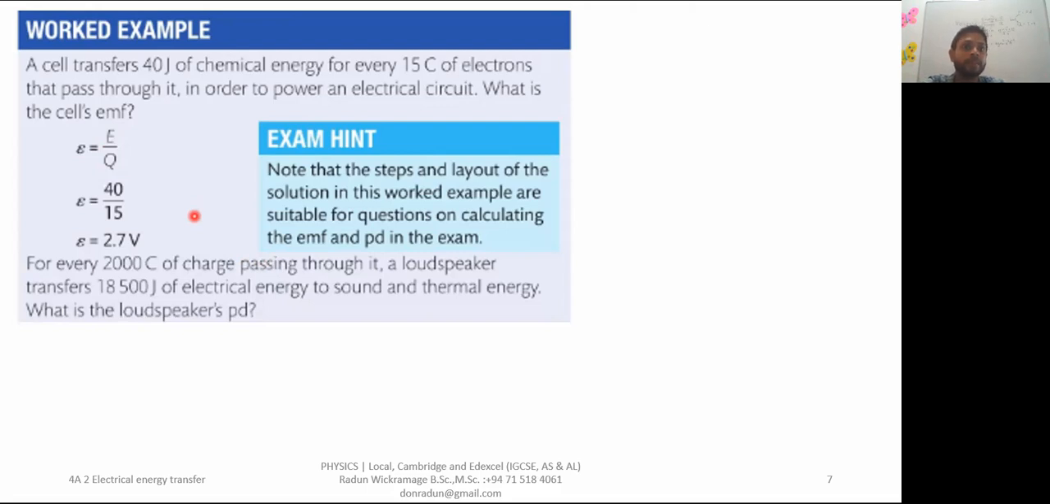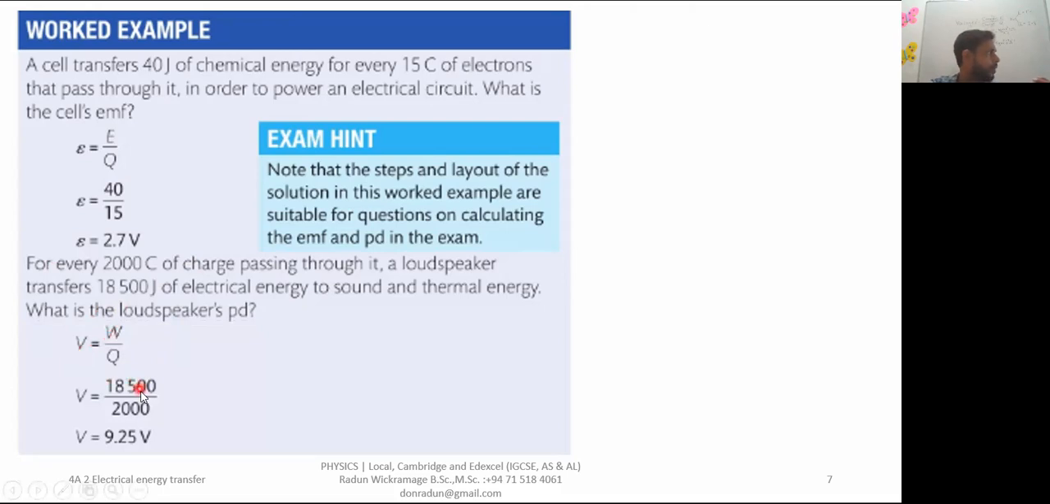They haven't split this into two as thermal energy and sound. They have taken them together. Can we take them together? Yes, we should take them together because potential difference refers to all stores of energy. So voltage in here is taken as the potential difference equal to work done divided by the charge. The work done is not only one store, but all the stores, that is 18,500 joules divided by the amount of charge. It is 9.25 volts.